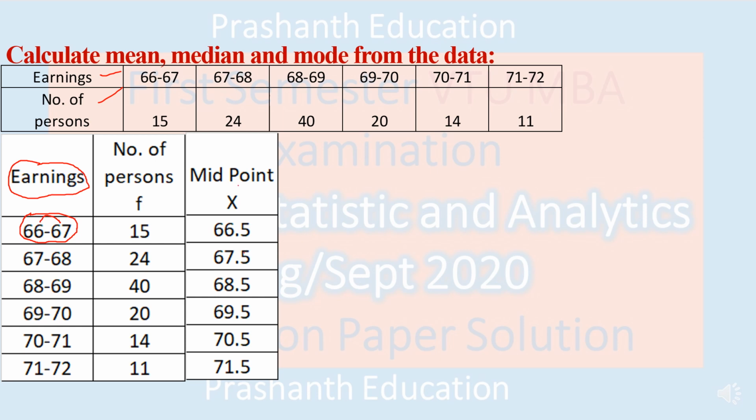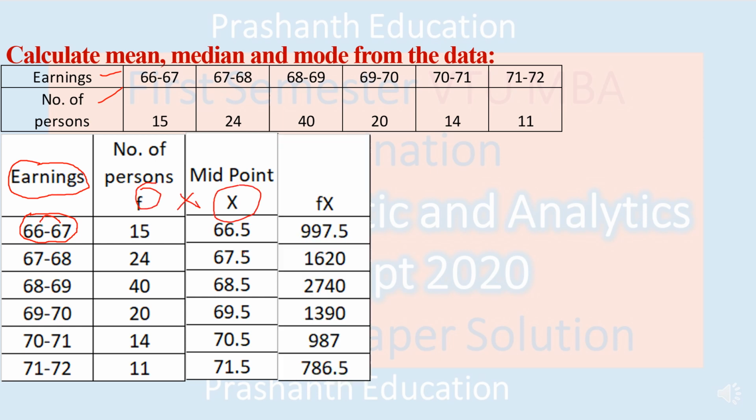Now what I will do is multiply this with this. You will get 15 into 66.5, 24 into 67.5, 40 into 68.5, 20 into 69.5, 14 into 70.5, 11 into 71.5. Once you have done this, take the total of this, which comes to 8521, and also take the total of this. Okay, it comes to 124.